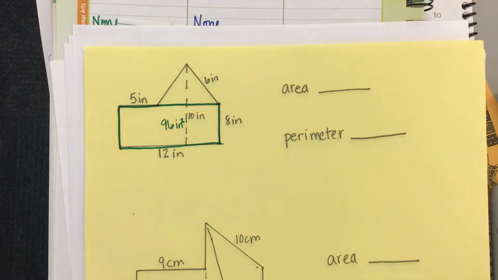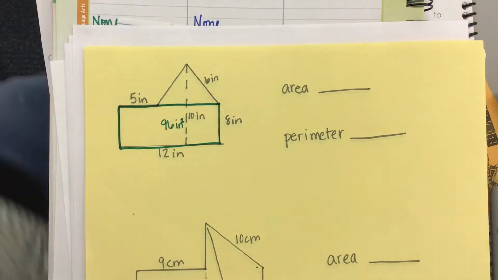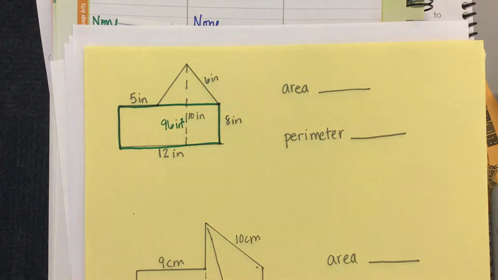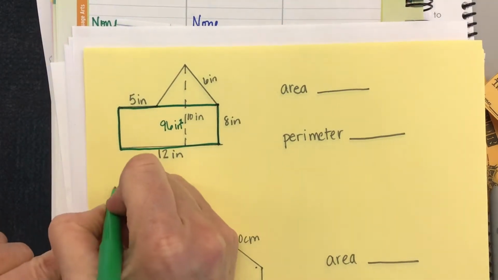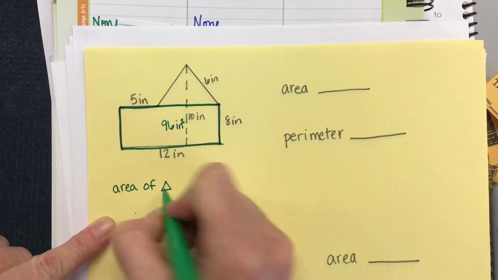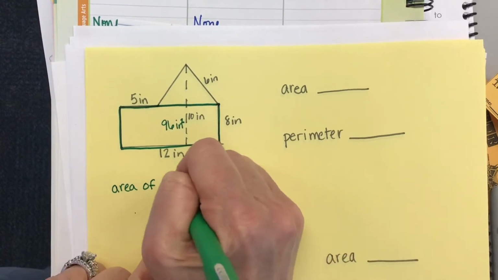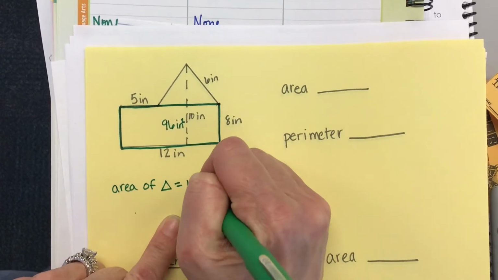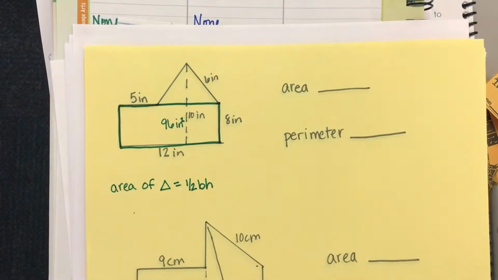Okay, well, let's make sure we're paying attention so we hear it. Clara, do you remember? Jenna? 1/2 of the base times the height. 1/2 the base times the height. Let's all just write that right here. Area of, we can abbreviate triangle like that, equals 1/2 the base times the height.